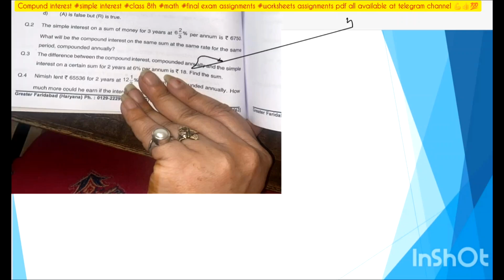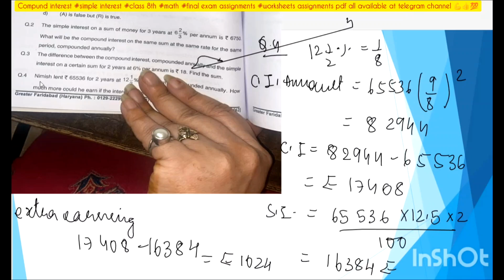So see what I will write. Question number 4. Rate is 12 1 by 2%, or I can write it as 1 by 8. Okay, now the compound interest amount is equal to A. What I have done, they are asking about this much, so I have taken the rate, then I have calculated the amount, then I am getting the CI as amount minus principal, then we know the formula for SI, then I got the SI as this one, and then finally I calculate the extra earning by this.